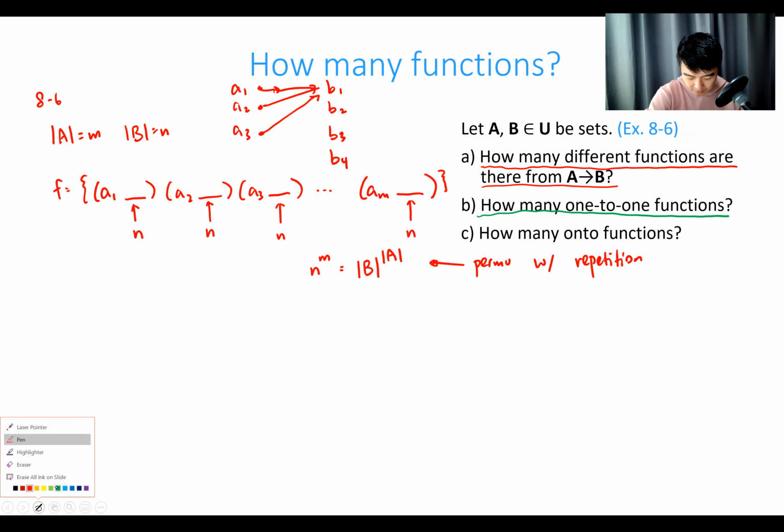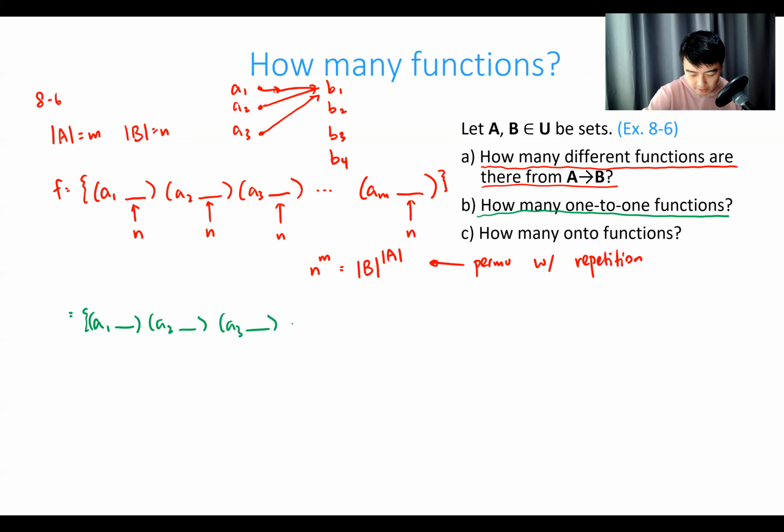Well, what about the second question? The second question is how many one-to-one functions are there? Well, I think I can use the same setup, right? We can still have a function where A1 goes somewhere, A2 goes somewhere, A3 goes somewhere, and so on, all the way up to AM goes somewhere. This time, the only difference is that if this is a one-to-one function, if I use one of the outputs, I cannot use it again. Remember, the definition of one-to-one means every output can be used at most once, right? So I cannot use it again once I've used that output.